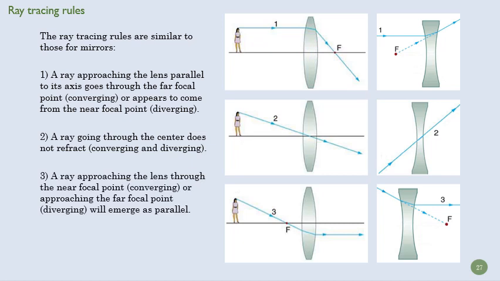And then again, a ray approaching through a near focal point will emerge as parallel, or in this case, approaching that far focal point. So the key point here is if it's coming in parallel, it's going to hit a focal point. If it's coming from the focal point, it's going to leave parallel, and if it hits the center, it's going to go through the lens without changing.